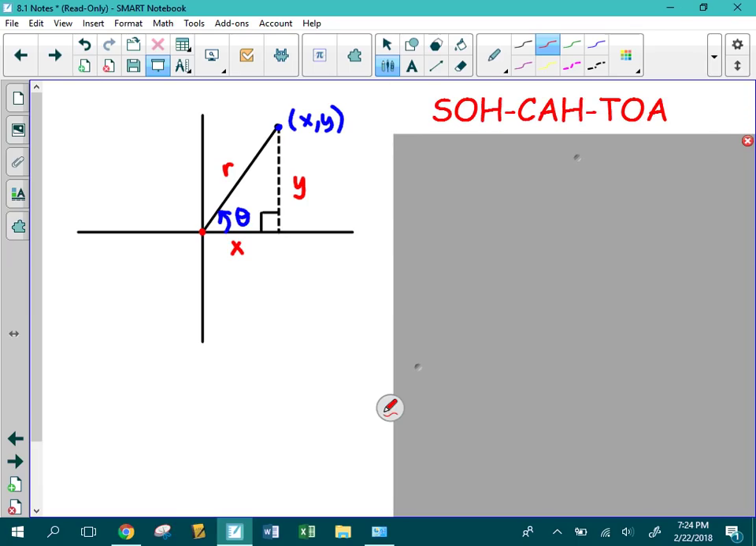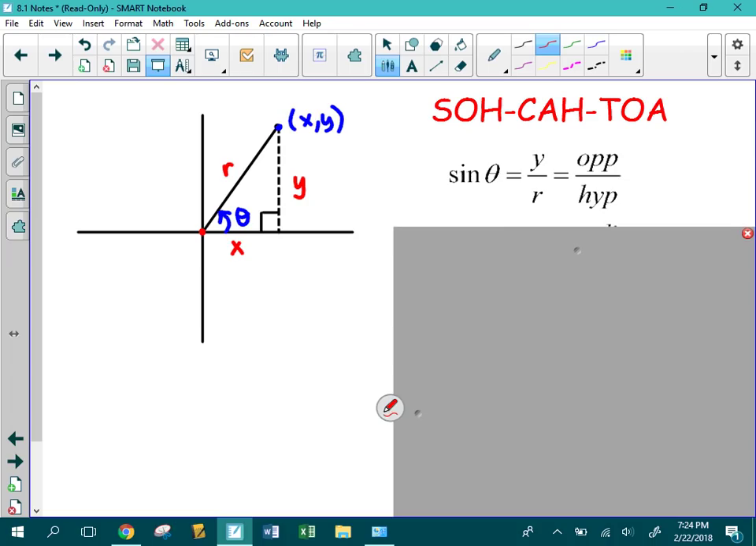SOHCAHTOA is what we're using. SOHCAHTOA is the acronym that we use to help us whenever we're talking about right triangle trig. It is called right triangle trig because you have to have a right triangle. We'll be talking about non-right triangles in our next lesson and after that.